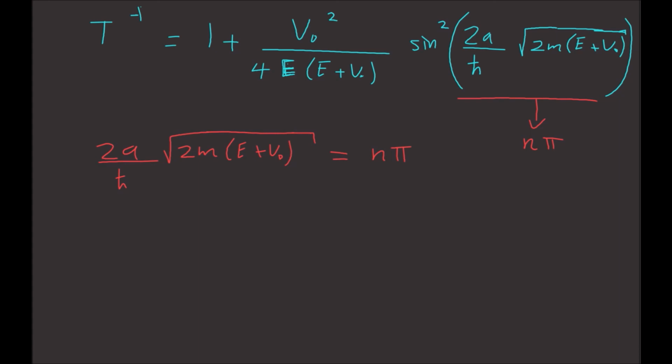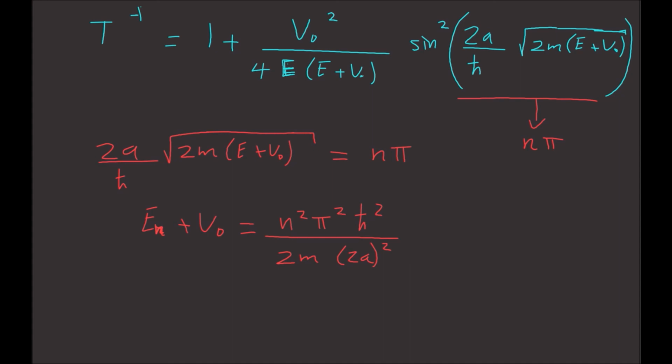So if we solve for E plus V naught, so this is going to be E sub n, because we have these integers n, E n plus V naught is equal to n squared times pi squared times h bar squared divided by 2 times m times 2 times a squared, which is precisely the allowed energies for the infinite square well.